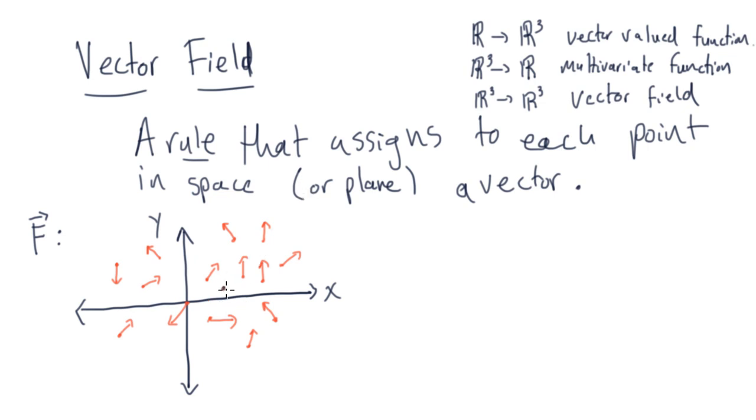So maybe I'm right here, and there's a vector here pushing me in this direction. And then I get to this point. There's another vector that pushes me in this direction. And then I get to this point. There's another vector pushing me in this direction. And so these arrows are really like forces on the water.